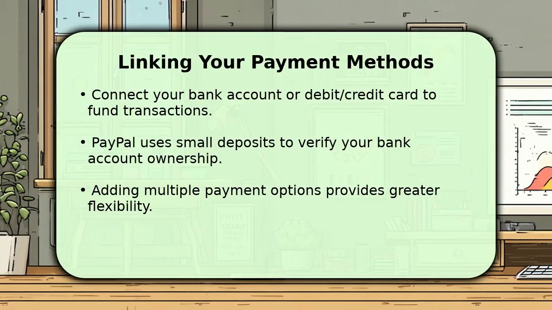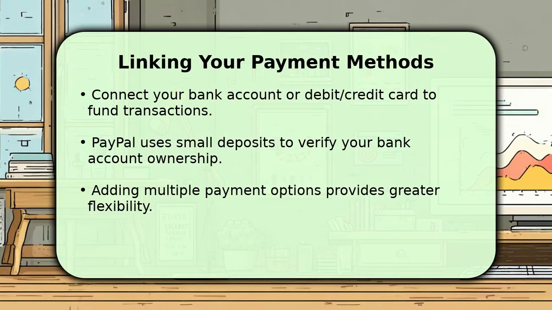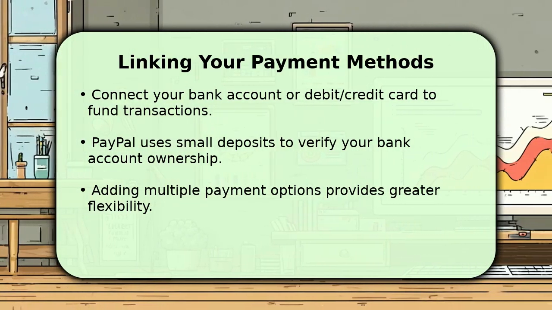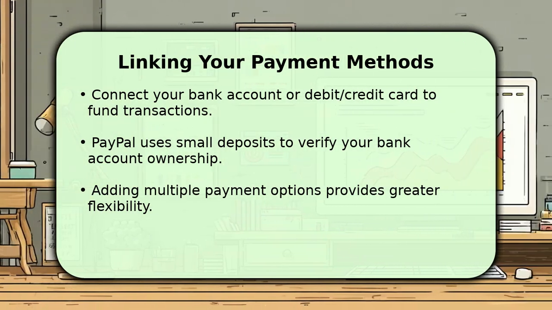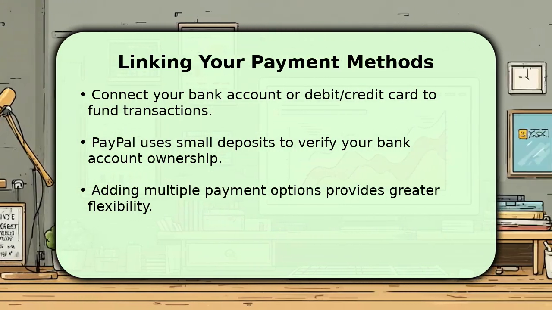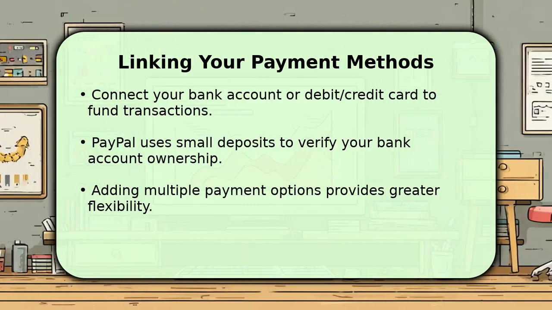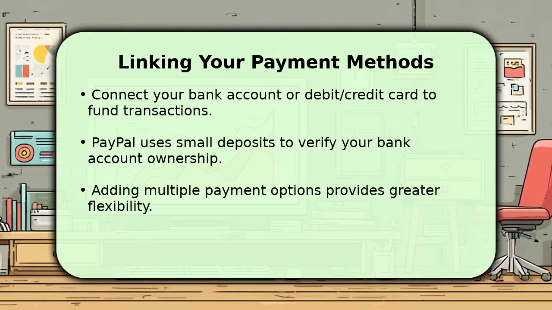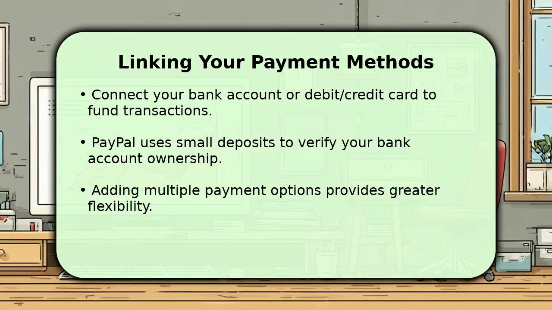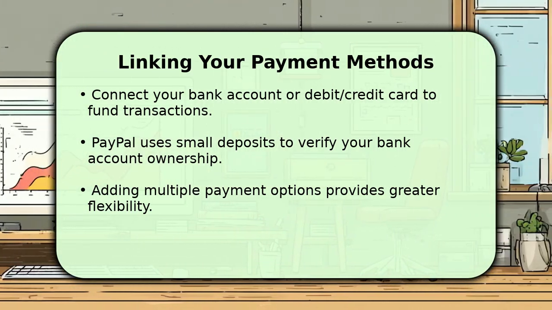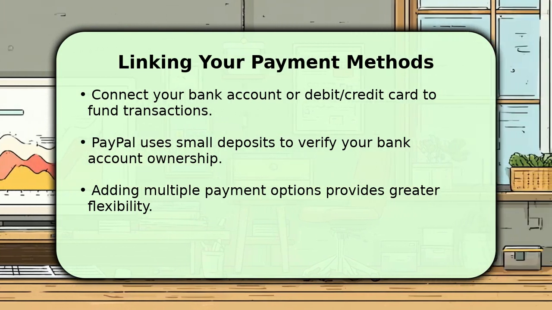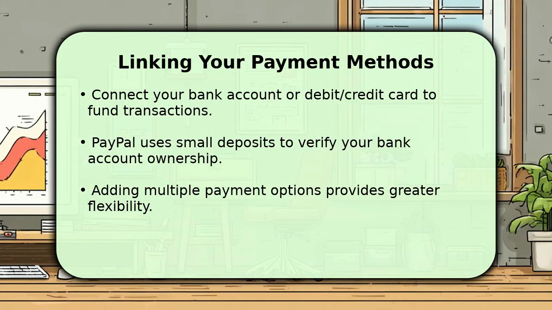Once your account is active, you will need to link a payment method. This typically involves connecting a bank account or a debit or credit card. PayPal will send two small deposits, often just a few cents, to your bank account for verification purposes. You simply enter these amounts back into your PayPal account to confirm ownership. This step ensures secure and seamless transactions for you.